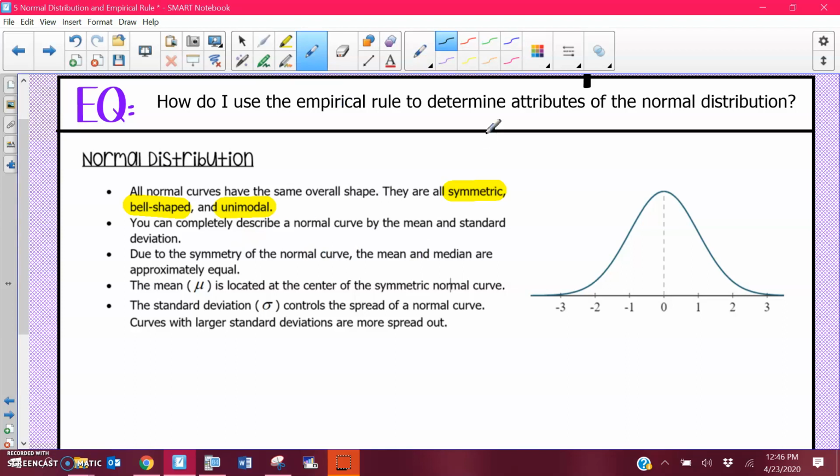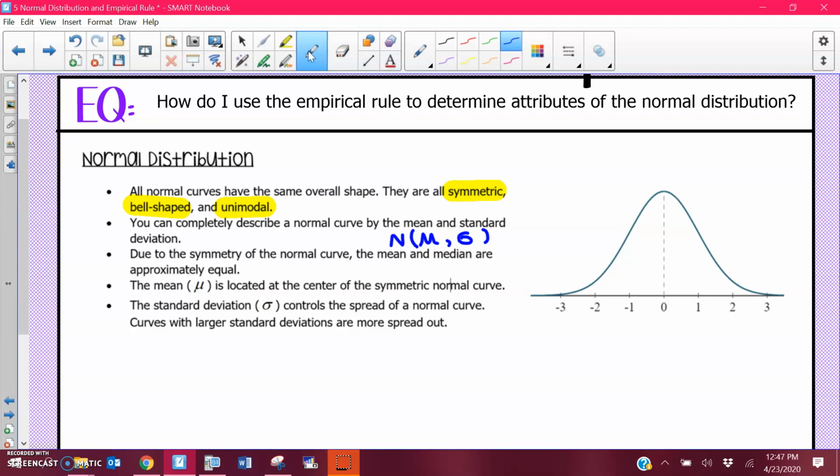A lot of times when they talk about a normal distribution, they're just going to write N, and then a number, comma, another number. That's not a point. That's actually the mean and the standard deviation. So I just gave you some more Greek letters here. Due to the symmetry of the normal curve, the mean and the median are about the same.